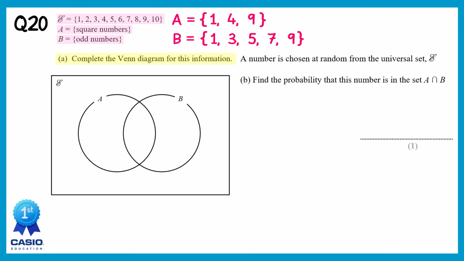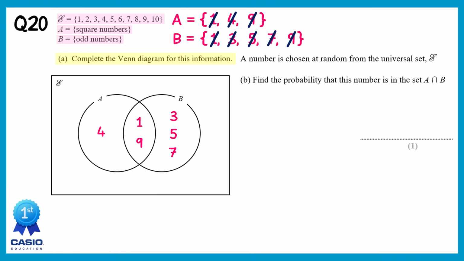We're now ready to put these into the Venn diagram. We first of all look for numbers that are in both of the sets and place those into the middle. So we've got 1 that's in both of them, so that can go in the middle, and also 9, so that goes in the middle as well. Then we're left with the number 4 to go in A, so we put that on the left-hand side, and the numbers 3, 5, and 7 in B, so they go on the right-hand side.